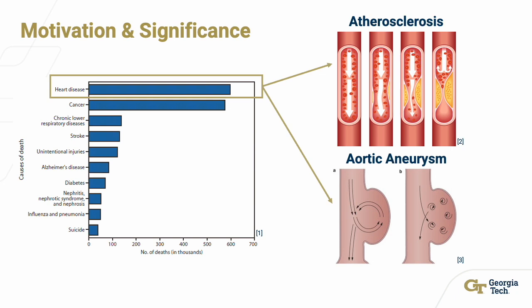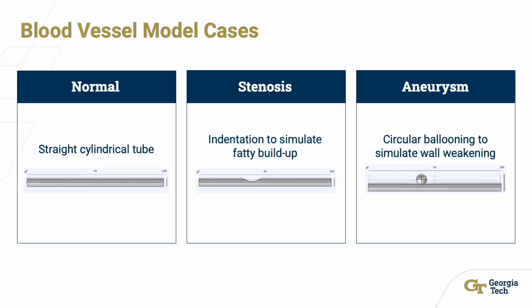Aneurysms are another source of heart disease in which the weakening of the vessel wall results in a ballooning of the vessel. This also creates abnormal flow behavior where recirculation in these dilations begins to happen. The goal of this study is to investigate how these changes in geometry can affect the flow behavior. So in this study, we'll look at 3 different cases.